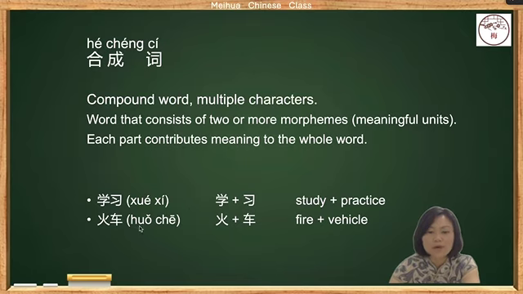火车. 火 means fire. 车 means vehicle. 火车 means the vehicle that is driven by the fire, right? By the steam.